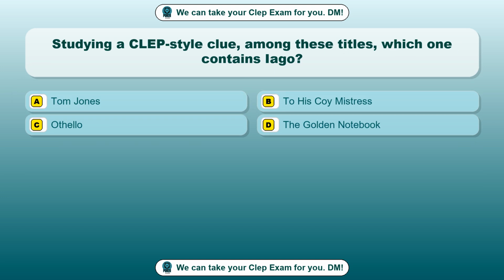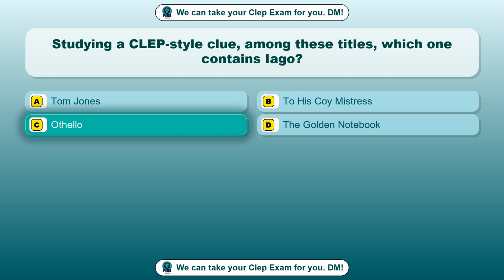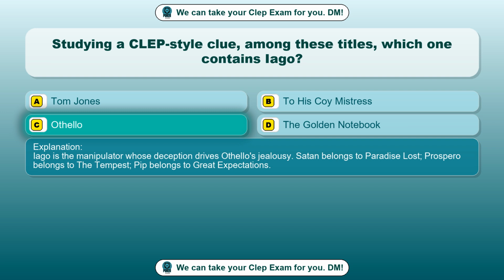Question 5. Studying a CLEP-style clue among these titles, which one contains Iago? Option A, Tom Jones. Option B, To His Coy Mistress. Option C, Othello. Option D, The Golden Notebook. The correct answer is option C, Othello. Iago is the manipulator whose deception drives Othello's jealousy. Satan belongs to Paradise Lost, Prospero belongs to The Tempest, Pip belongs to Great Expectations.